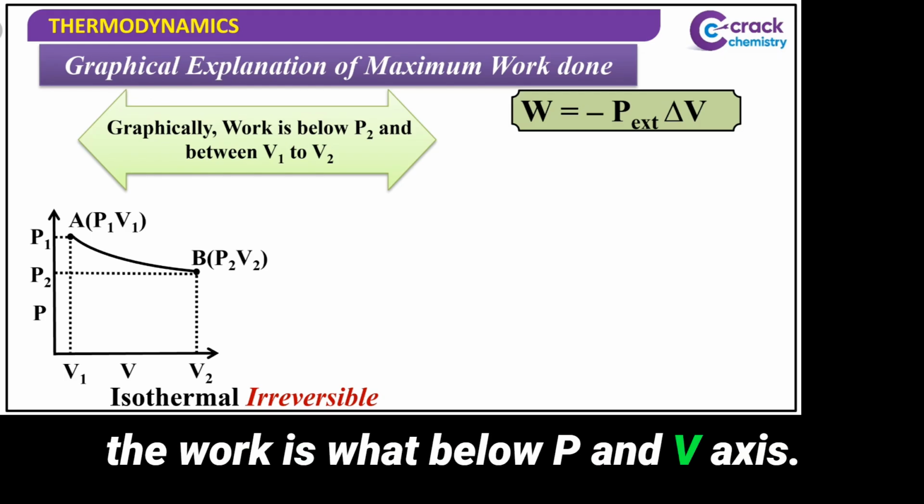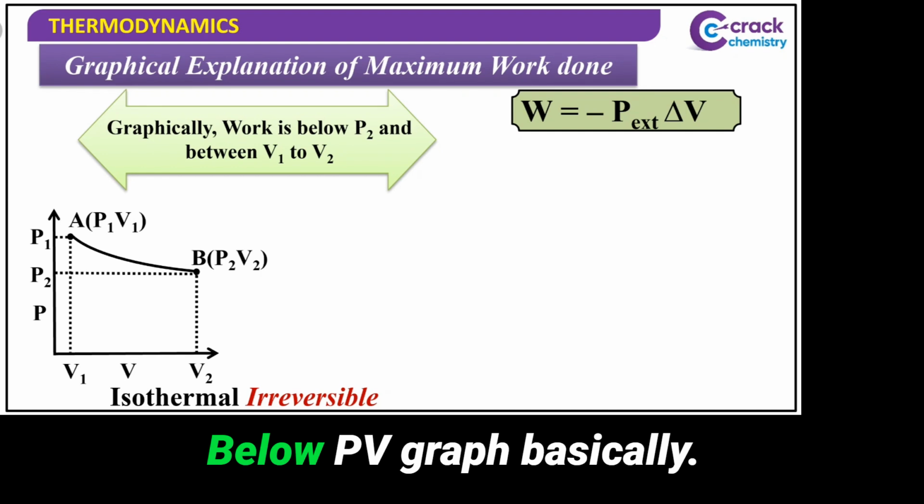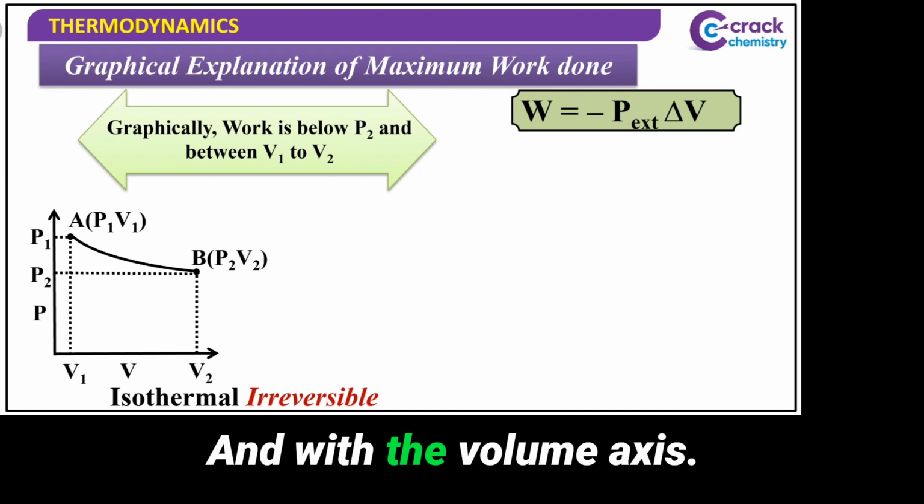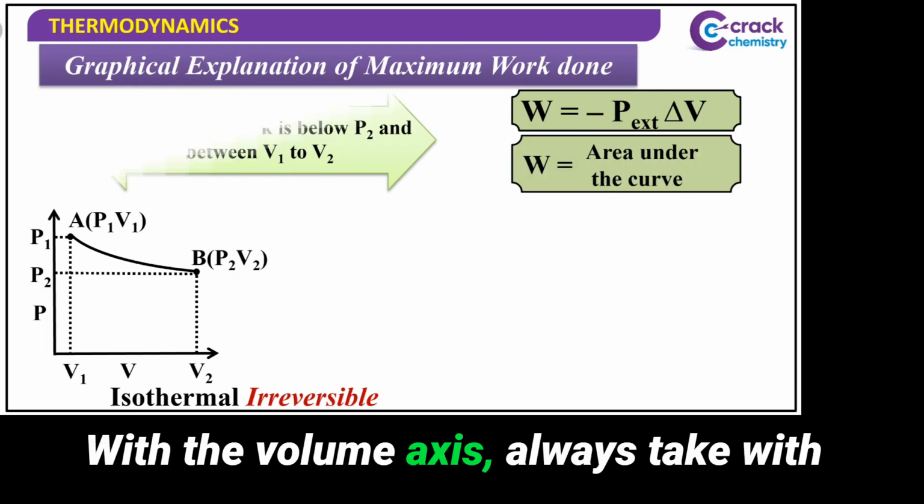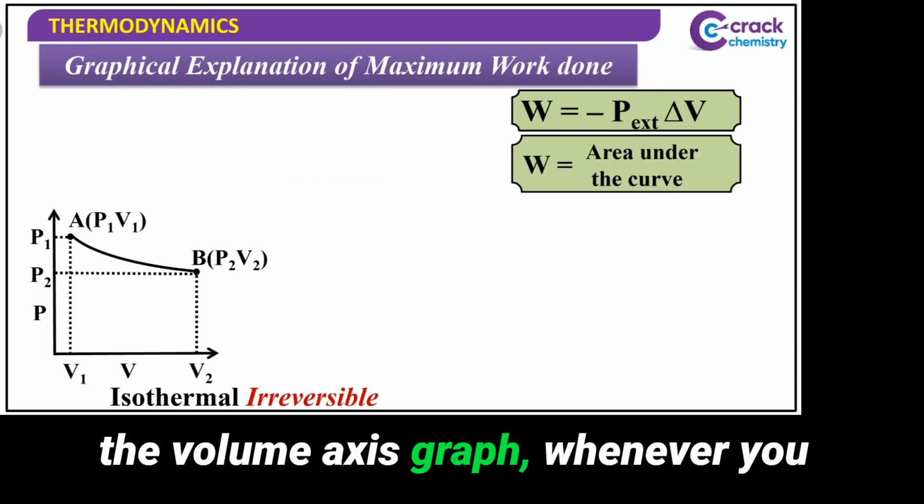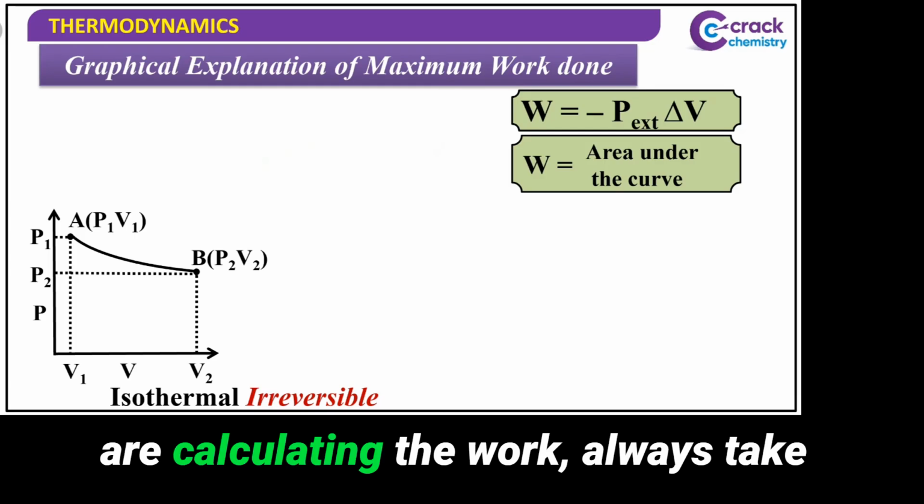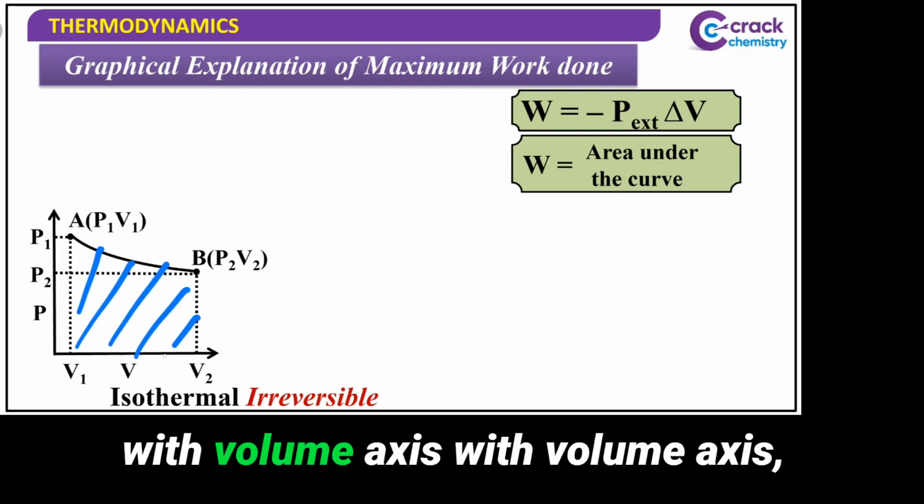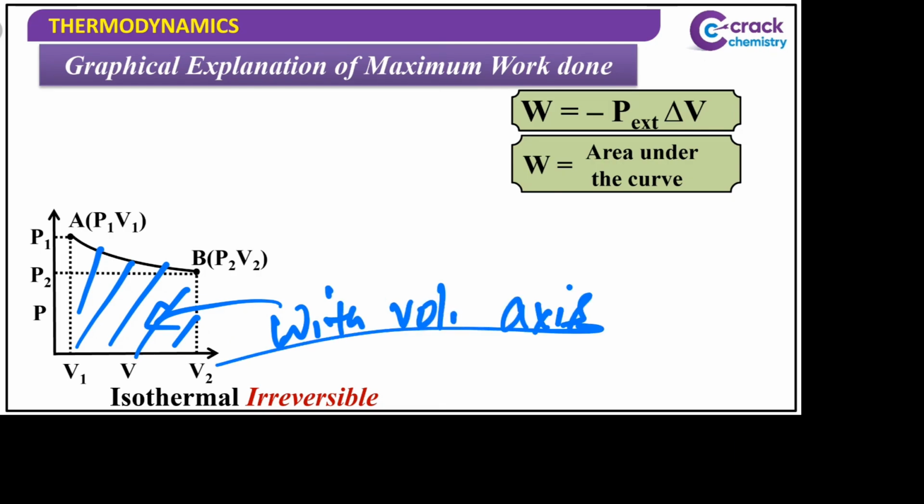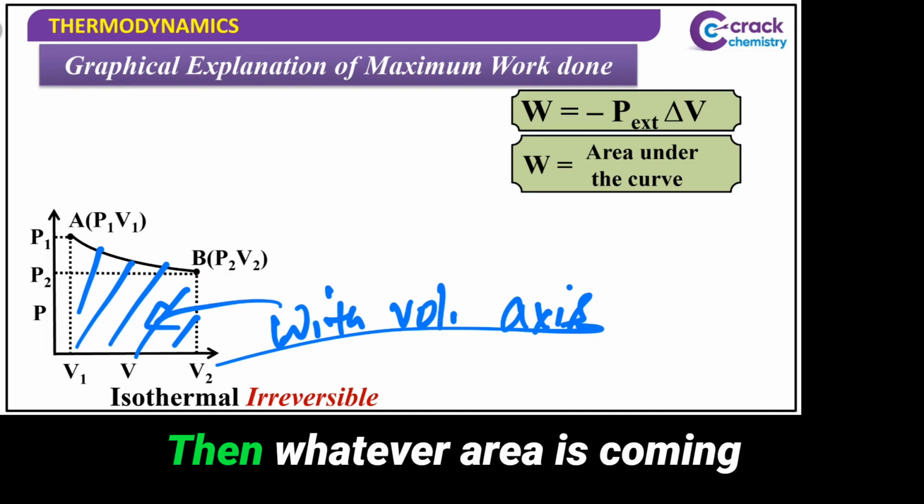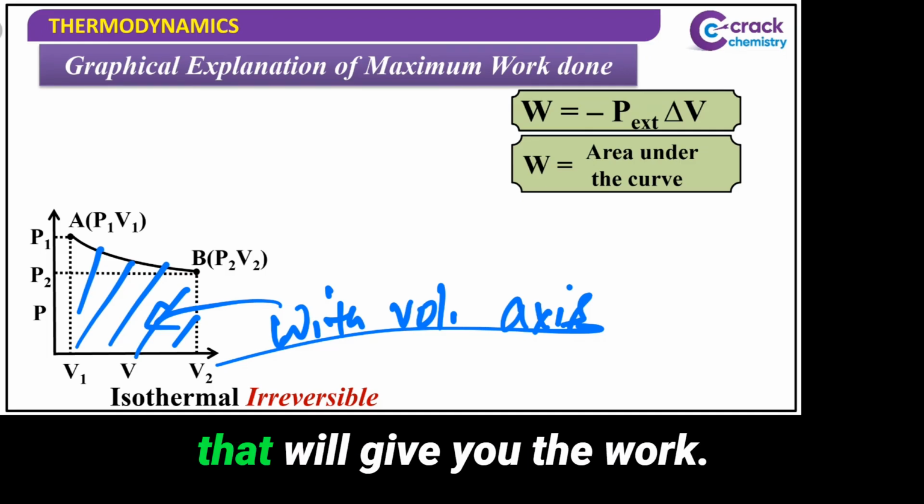Below the PV graph, basically, with the volume axis. Always take it with the volume axis. Whenever you are calculating the work from a graph, always take the area with the volume axis. Then whatever area is coming, that will give you the work done.